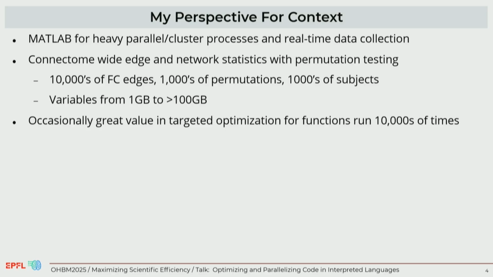And in our lab, we work with pretty big data sets, doing a lot of runs on models. So we're working with data with tens of thousands of functional connectivity edges, thousands of permutations, thousands of subjects, and our variables can be from 1 gigabyte to close to 100 gigabytes sometimes. So for us, there's sometimes really great value in targeted optimization when you're running certain blocks of code tens of thousands of times.